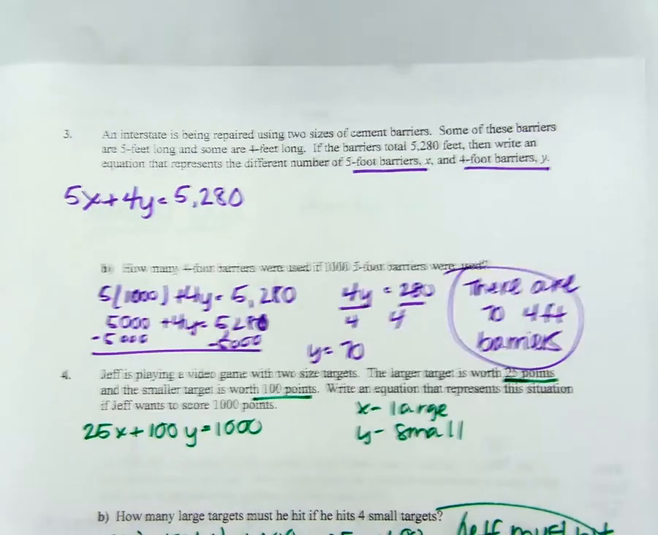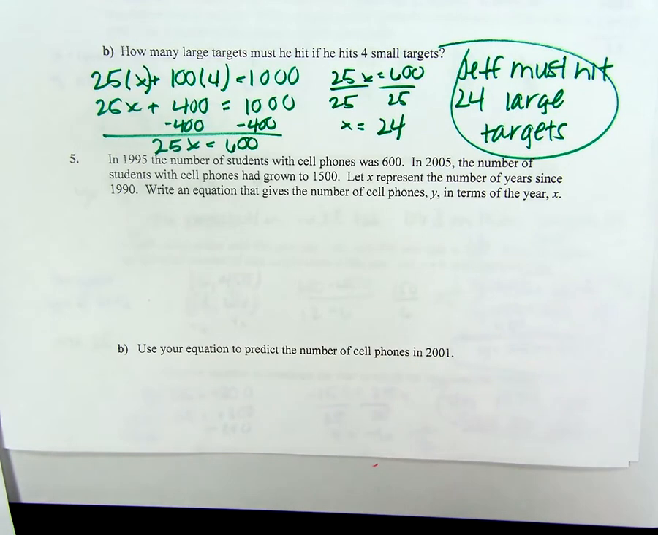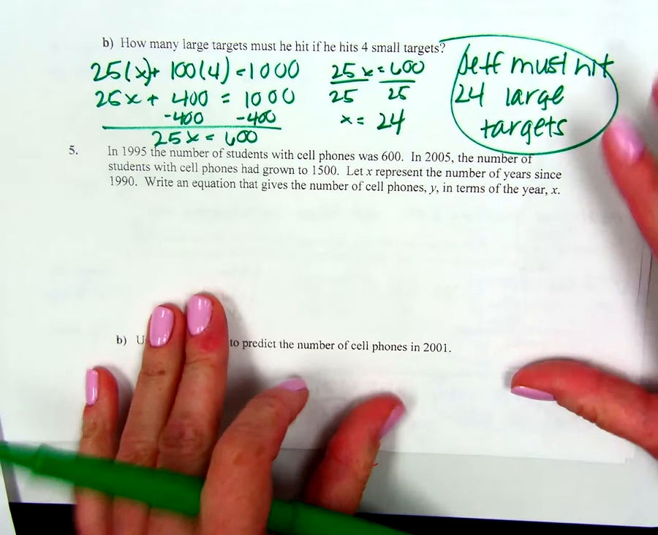All right, and the last one here, number 5. In 1995, the number of students with cell phones was 600. In 2005, the number of students with cell phones had grown to 1,500. Let x represent the number of years since 1990. Write an equation that gives the number of cell phones, y, in terms of the year x.